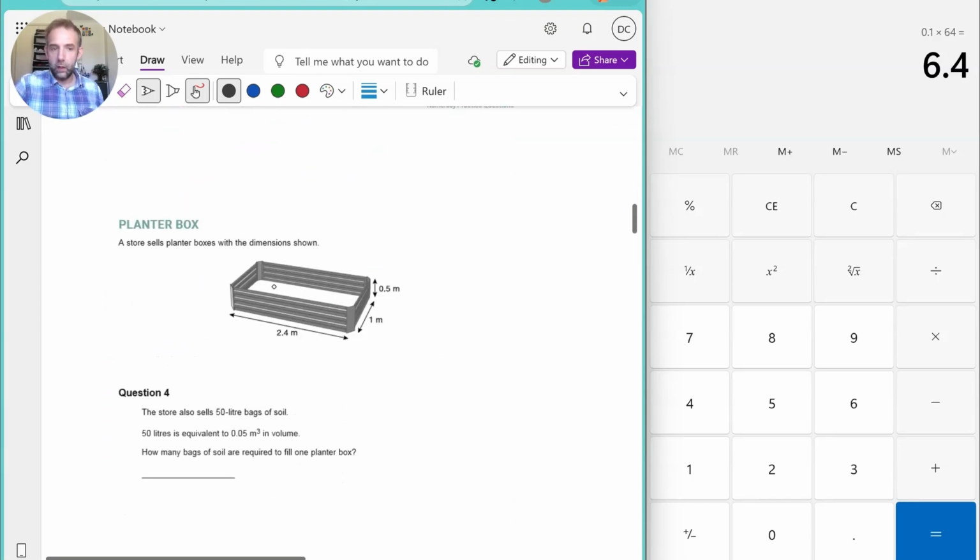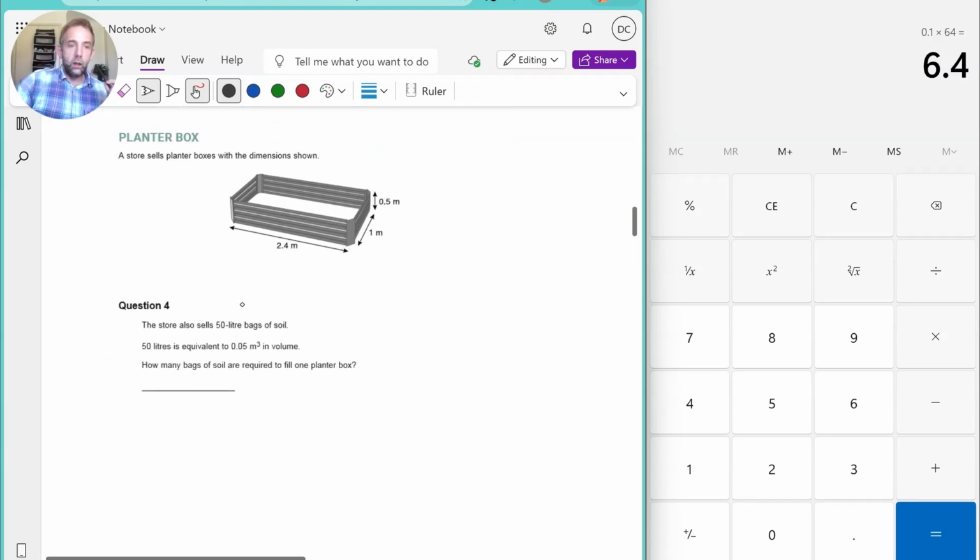Okay, moving on. Question 4. So we have a store here who sells 50-litre bags of soil in order to help us fill this planter box where the dimensions are given on the diagram. So let's have a look. Again, to get the volume of this shape, you need to multiply these 3 numbers together. I'm not going to go into a huge explanation of why, but if volume is one of those things we're unsure of, I would recommend you have a look at some of the other videos. Mass Antics is a great place, which could give you a nice visual understanding of volume.